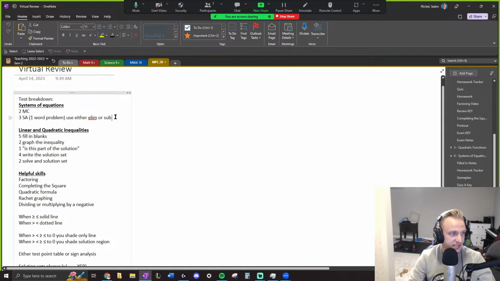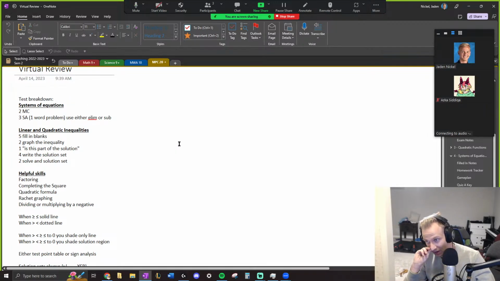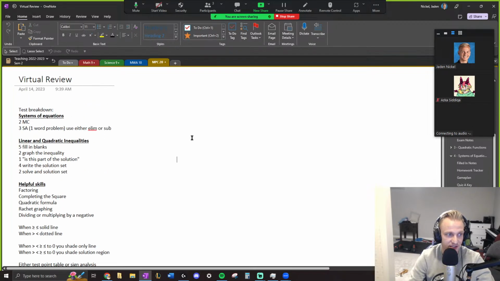The first part of it, there's two multiple choice questions. They're fairly straightforward. And then there's 3 short answer questions as well. One of them's a word problem, but with all of them, I just kind of said you can use elimination or substitution, whatever you feel like using. Use it, go for it. It doesn't matter. I don't care, just solve the question. And then the second part of the exam, hi Axel, the second part of the exam is this linear and quadratics inequalities.